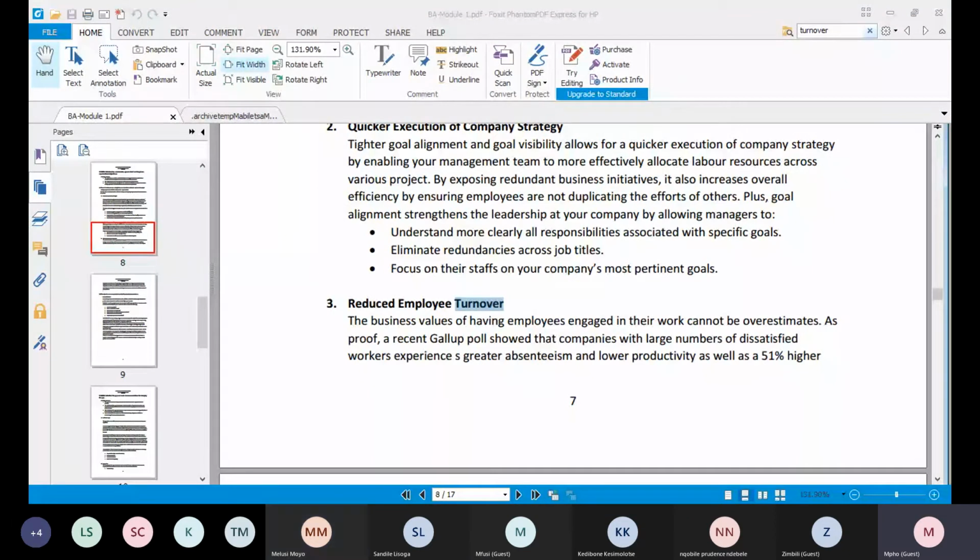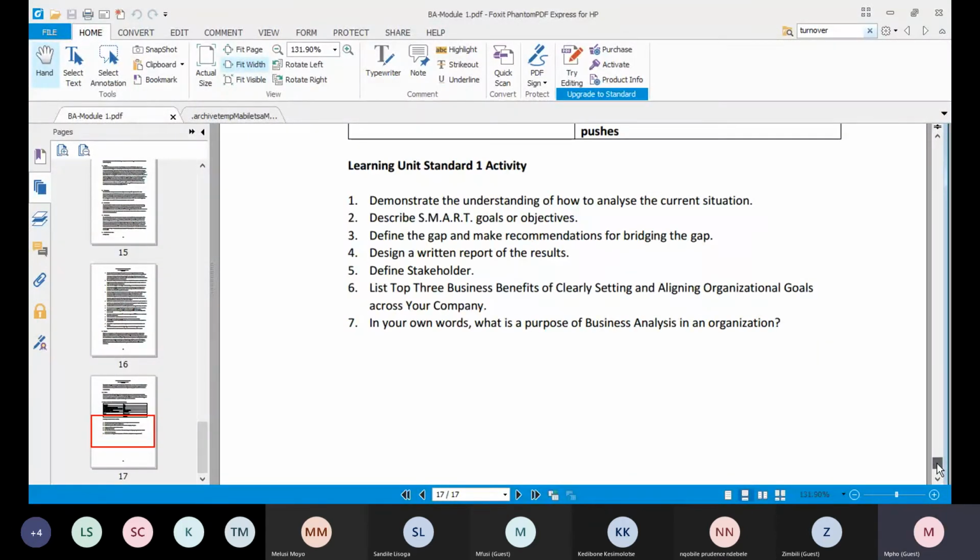Okay. I'm gonna move to the last quiz. So I'm gonna pick anyone as well. Okay, I'm gonna pick the last one. In your own words, what is the purpose of business analysis in an organization? So, Lindoguhle Ndlela, or anyone that can answer. What is the purpose of business analysis in an organization?